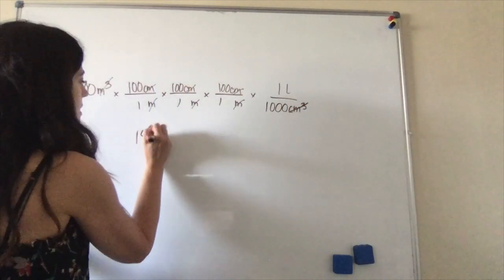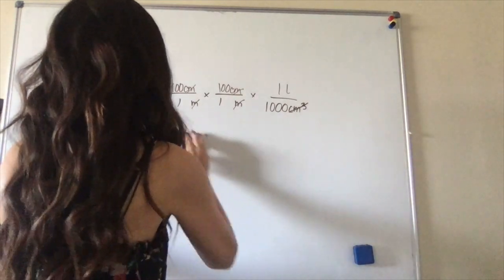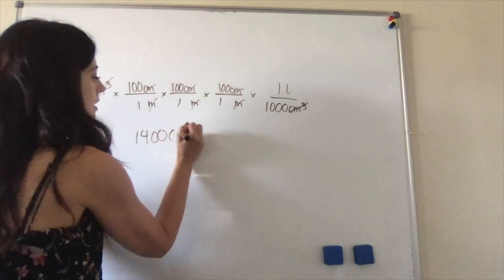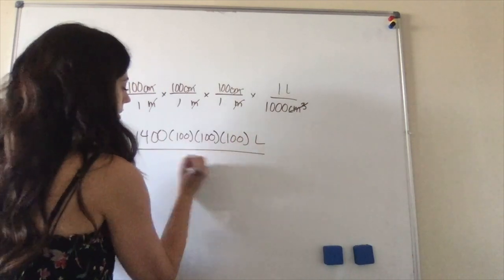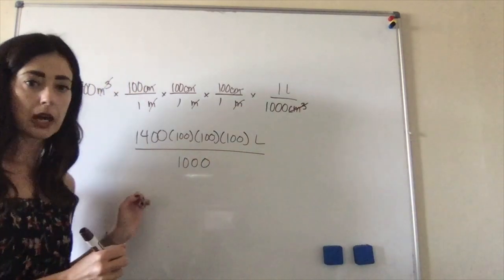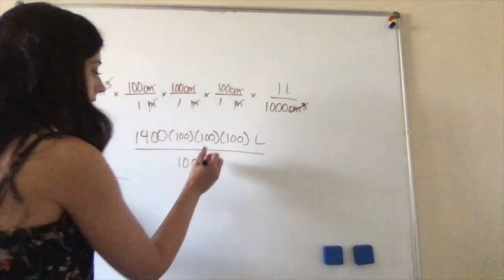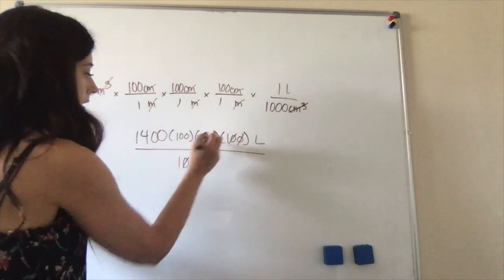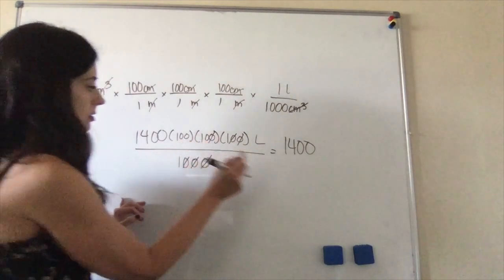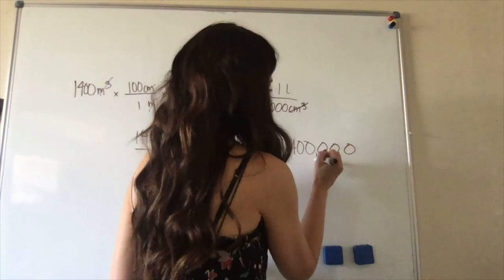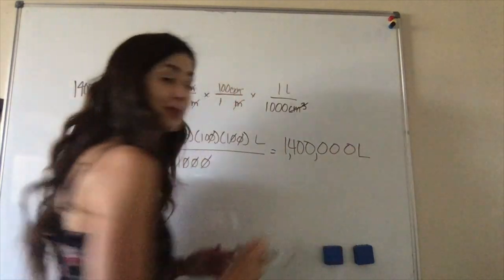So this turns into 1,400 times 1 liter. Oops, I skipped the hundreds. 1,400 times 100 times 100 times 100 liters over 1,000. Now we can cross out a 0. Let's see how they left it. Oh, actually they did cancel: 1, 2, 3, 1, 2, 3. So now we have 1,400, and then 1, 2, 3 more zeros. And we get 1,400,000, and I would have got that wrong on a test because I didn't include my liters.